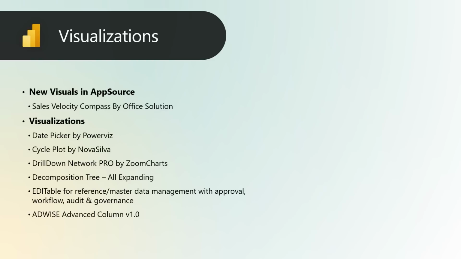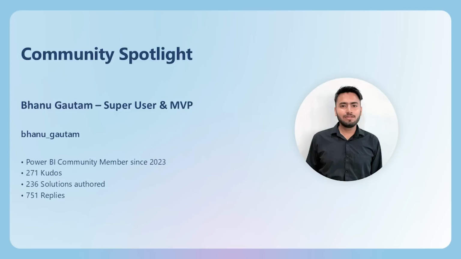Power BI visualizations. We have many great visualizations and new visuals in AppSource this month. Power BI new visuals in AppSource: Sales Velocity Compass by Office Solution Visualizations. Date Picker by PowerViz. Cycle Pilot by Nova Silva. Drill Down Network Pro by Zoomcharts. Decomposition Tree by All Expanding. Editable for reference, master data management with approval workflow, audit, and governance. AdWise Advanced Column V1.